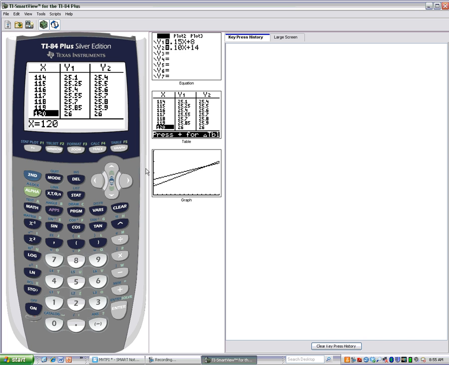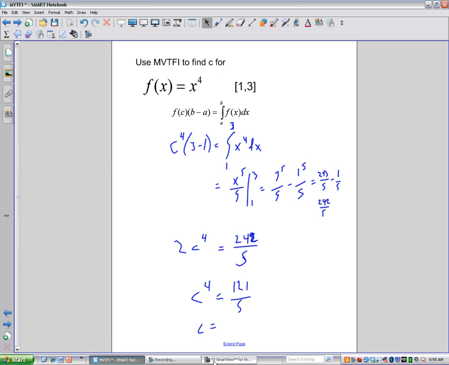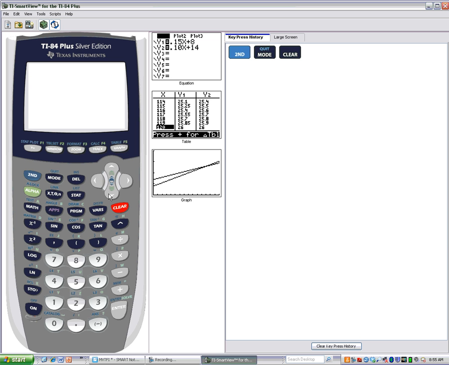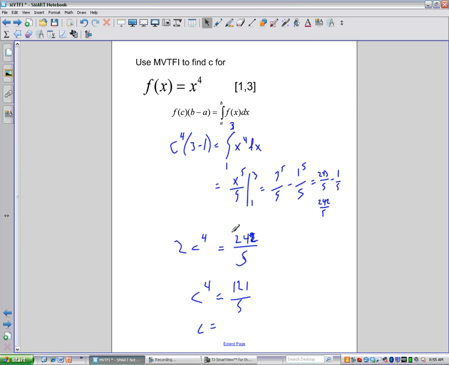Here's why we have the calculator out. I need 121 fifths, and then I need the fourth root of that. So parentheses 121 divided by 5, parentheses, raised to the 1/4 power. That's the fourth root. I'm going to end up with 2.217, so c equals 2.217.